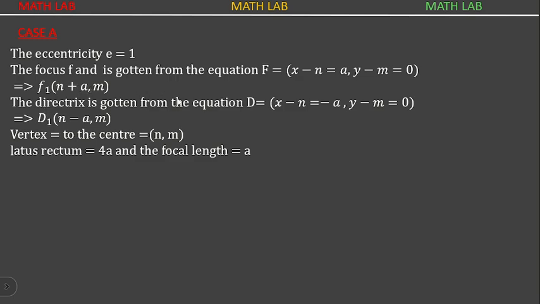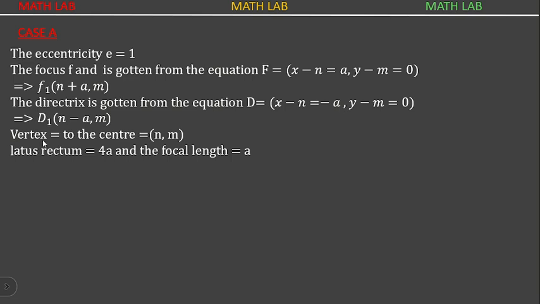The directrix is gotten from the equations x minus n equals negative a for this case, and y minus m equals 0. So in the case where you have an equation and they ask you to verify, if they tell you the eccentricity equals 1, just note that for the focus and the directrix, it will be direct to have their equations. The focus is x minus n equals a, and the directrix is x minus n equals negative a, for the case where it lies on the x-axis.